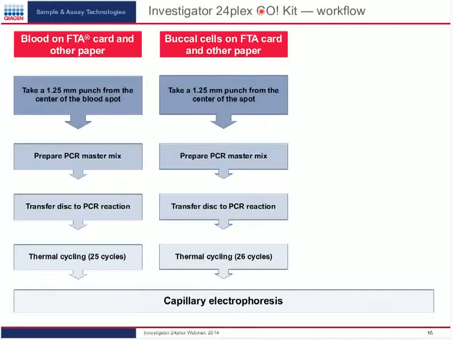The workflow for buccal cells on FTA cards is very similar to this. So here again, you take a punch from the center of the spot, you prepare the PCR master mix, you transfer the disc to the PCR reaction, and start the thermal cycler. Here we recommend 26 cycles, and after this you start the CE instrument.